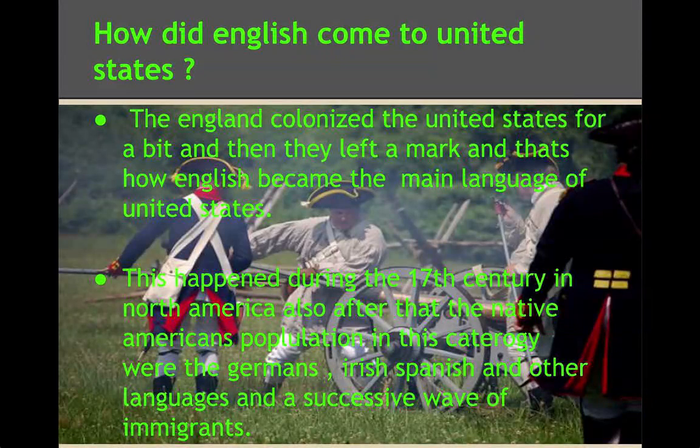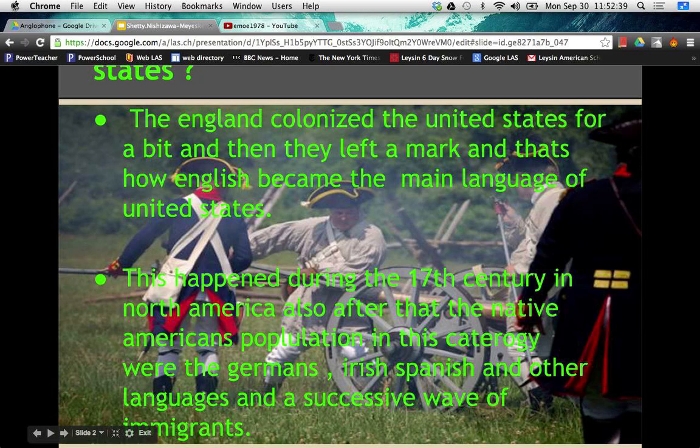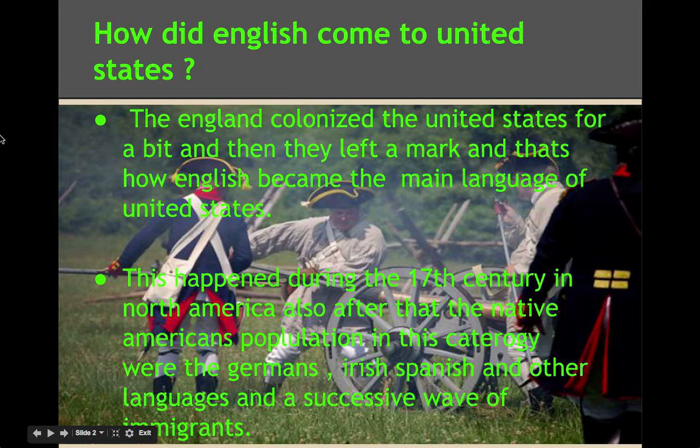How did English come to the United States? So basically, how did English come to the United States? As Ms. Archer said, the English had colonized the United States, and this happened during the 17th century, basically, and it came from North America. And also some groups got involved in this, like the Germans, the Irish, and the Spanish people. And the colonization came basically from the United Kingdom.